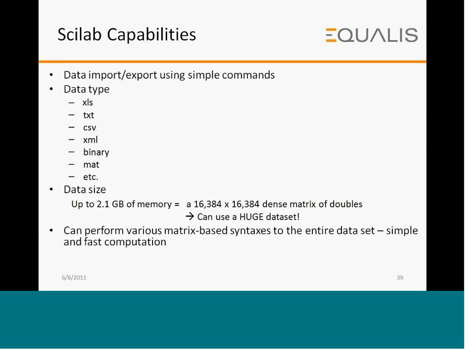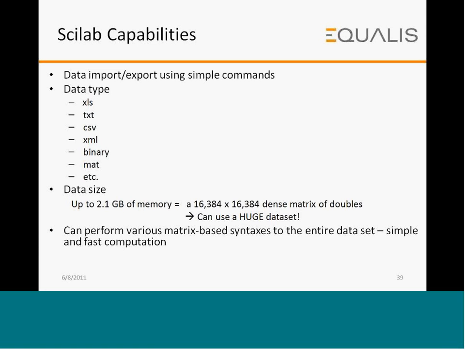So moving on, talking about the capabilities of Scilab to work with what you would normally do with Excel. You do a lot of data analysis and visualization using Excel. So how can you use Scilab to do those same tasks? You can do data import and export using simple commands. And what are the data types available? XLS, text, CSV, XML, binary, math, etc. And for data size up to 2 GB of memory, we are talking about a 16384 by 16384 dense matrix of doubles. That's a huge data set.